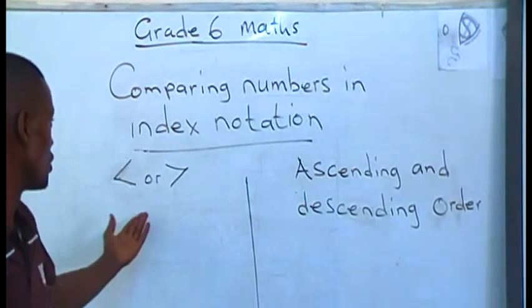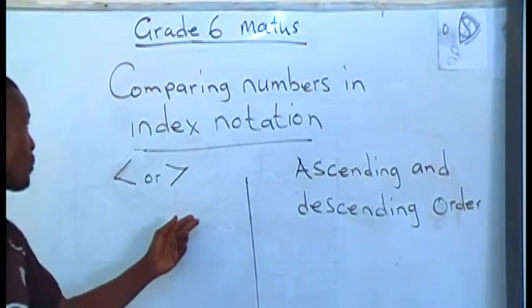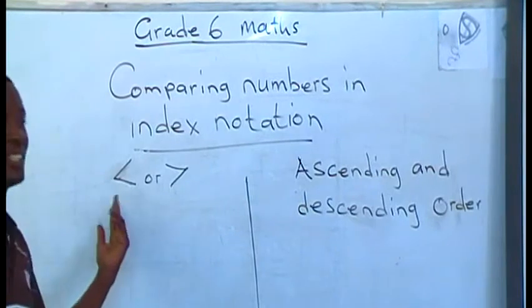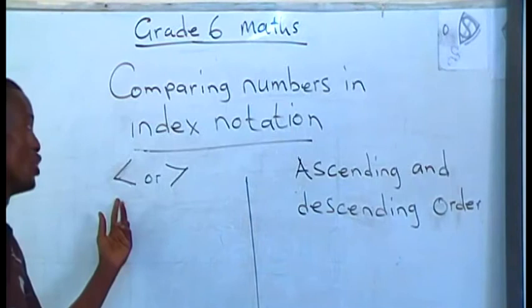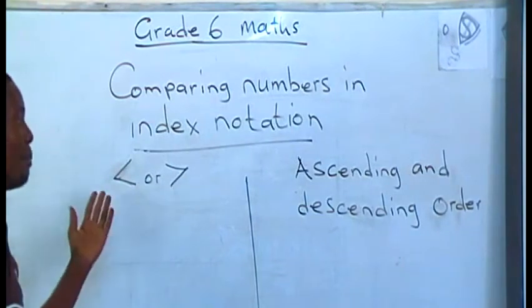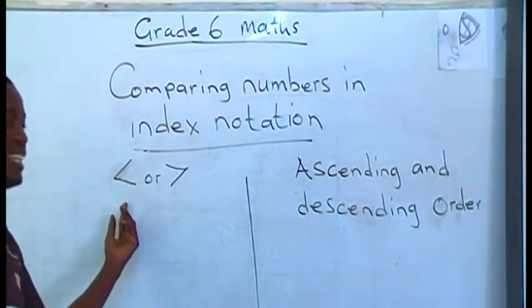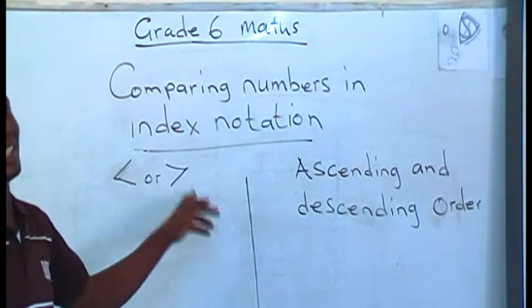using these symbols. We have these two symbols. What does it mean when you see this symbol? The first symbol tells us to say the number is less than. The other symbol is greater than.